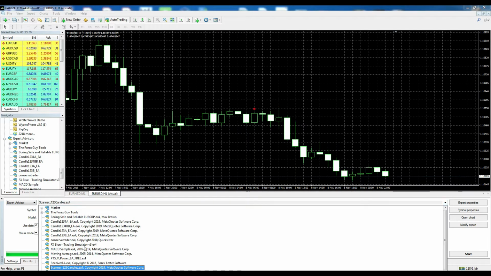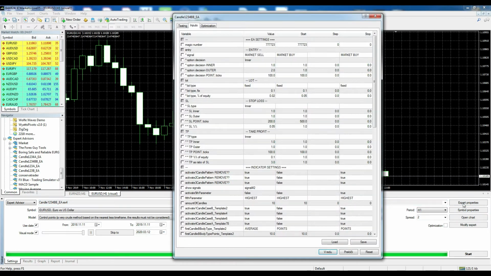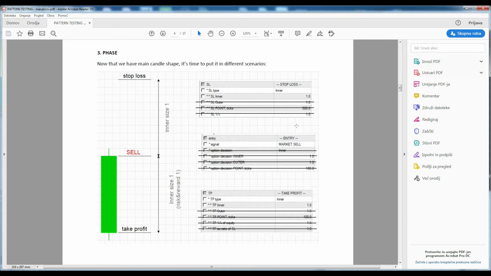Let's take a look. Select Expert Advisor, set date and pair. I ran the test on EUR/USD 1 hour time frame for a 1 year period. I want to sell when the pattern is finished. Stop loss and take profit should be at 1 time inner size. Take a look at the written guide to see settings and a visual explanation of inner size 1.